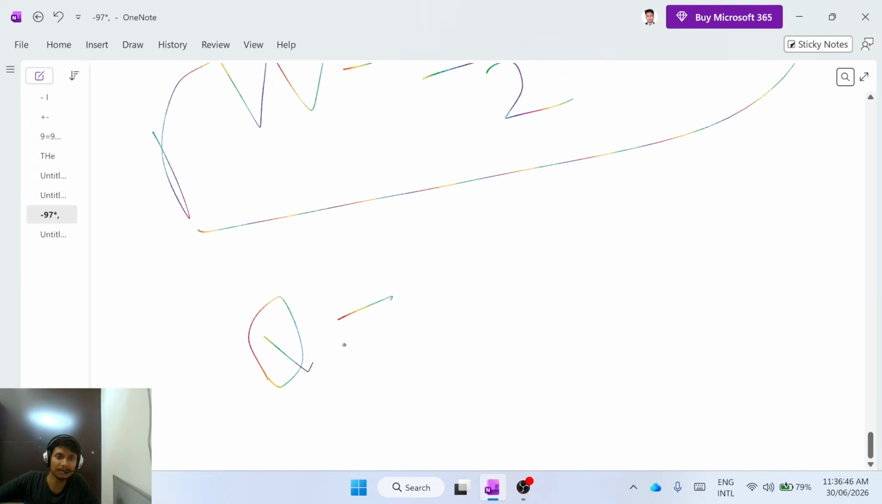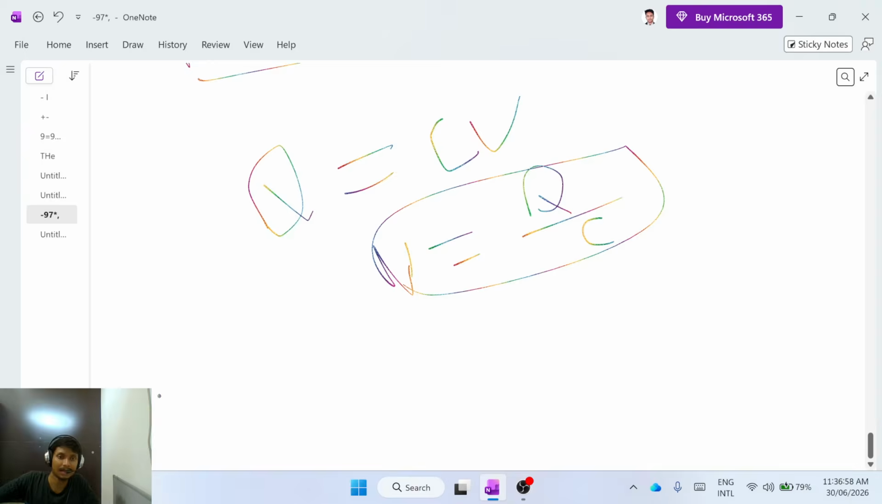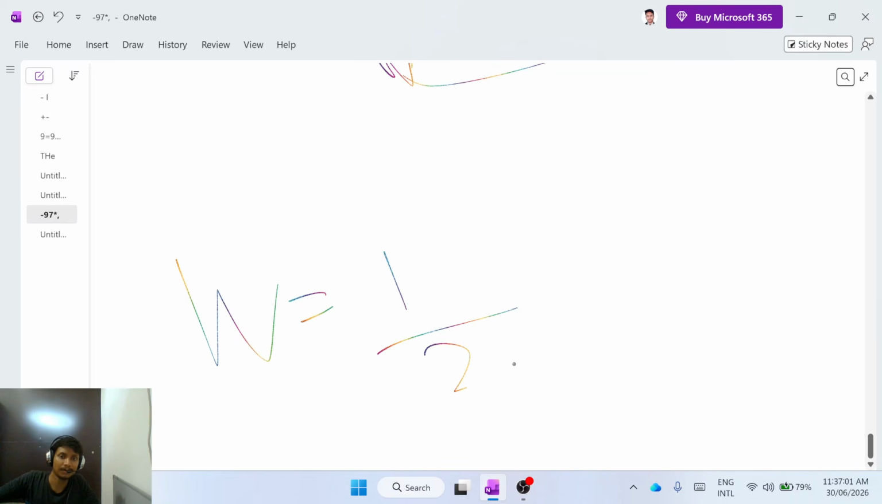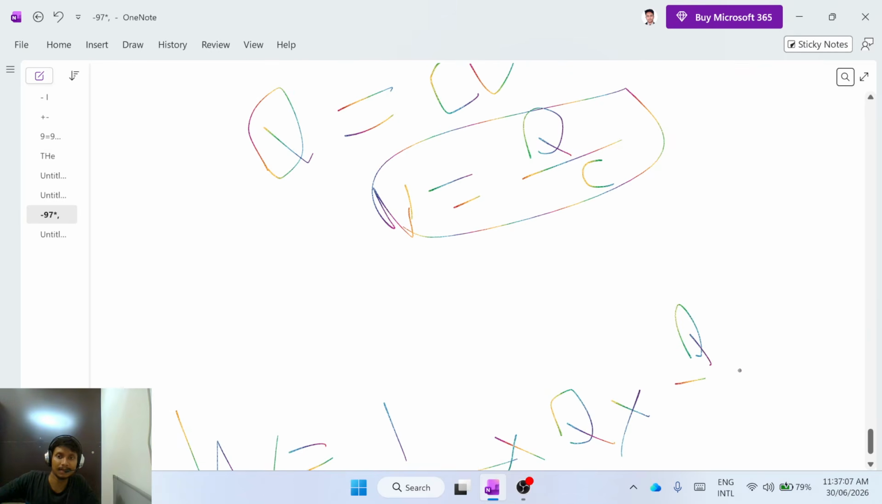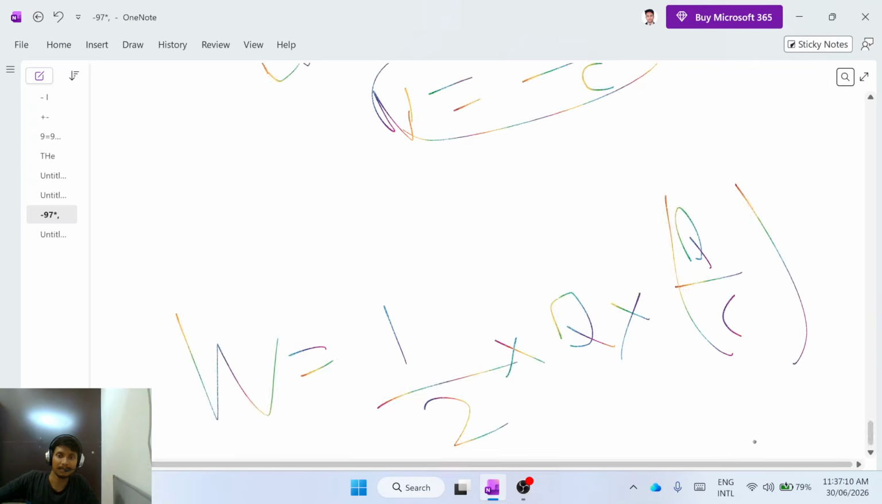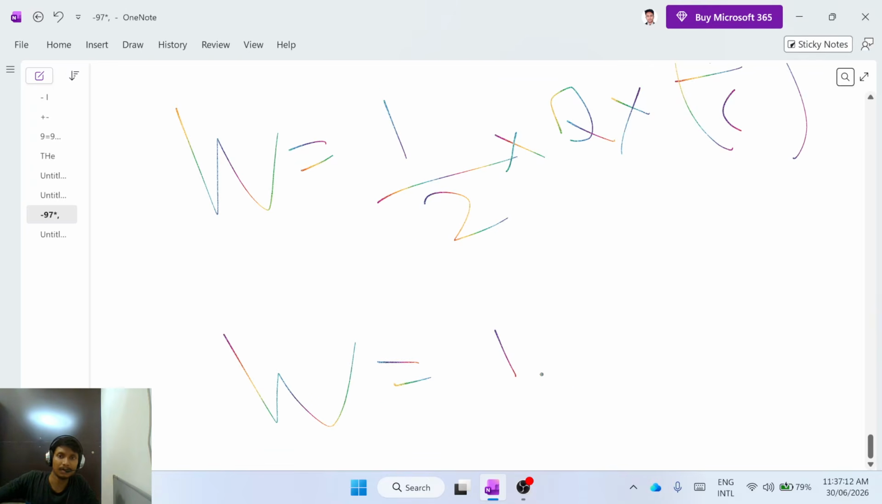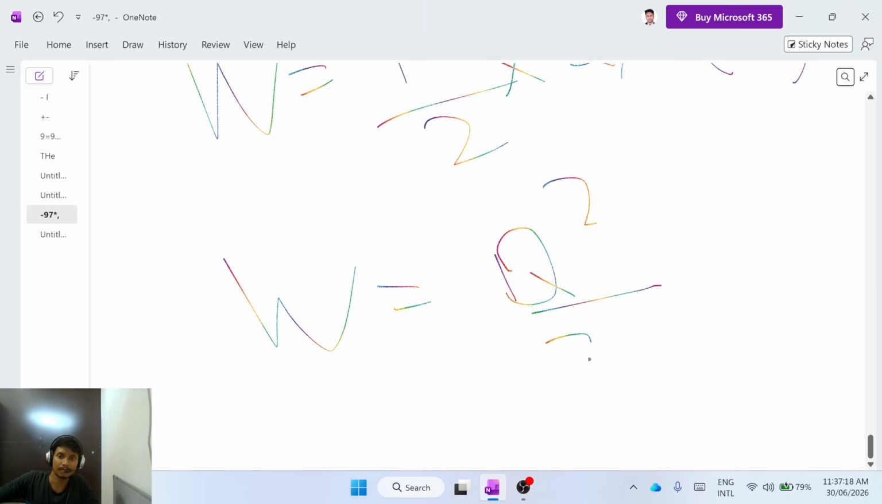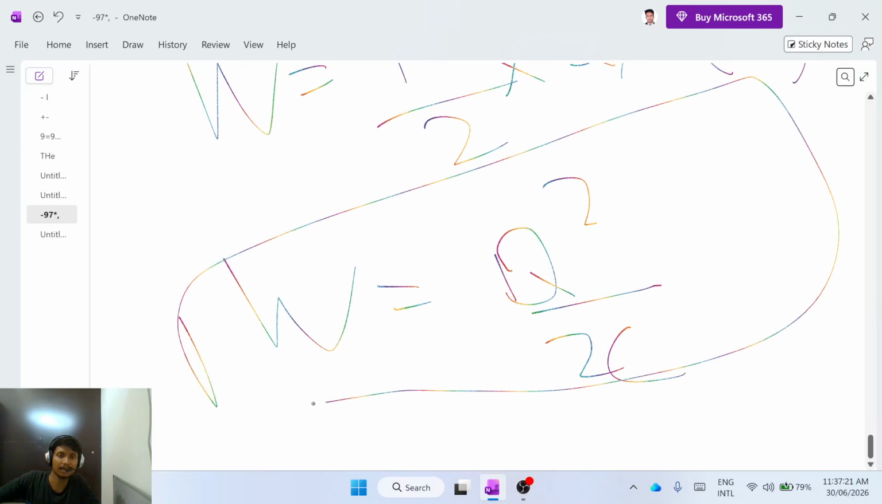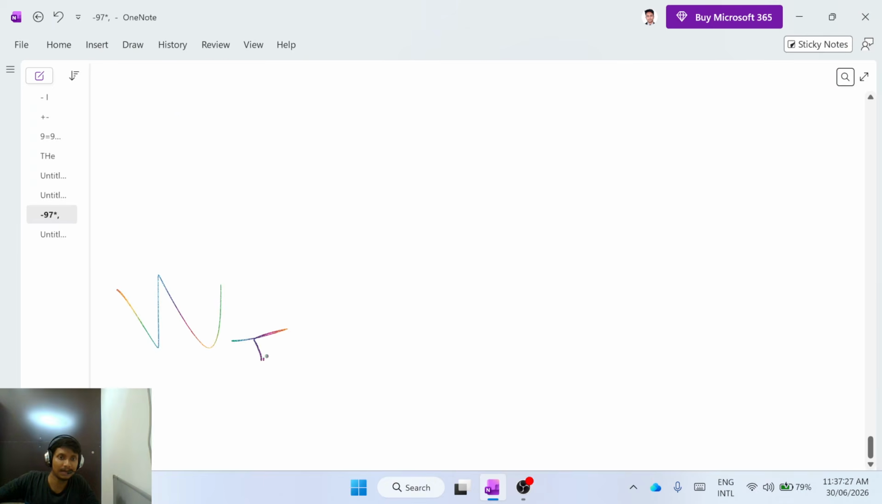We already know Q is equal to CV. Q is equal to C into V. Therefore, V is equal to Q by C. Therefore, W is equal to half into Q into V. We substitute Q by C instead of V. Therefore, W is equal to Q square by 2C. Now we know Q and C. Therefore, we can find the total energy at the final stage.